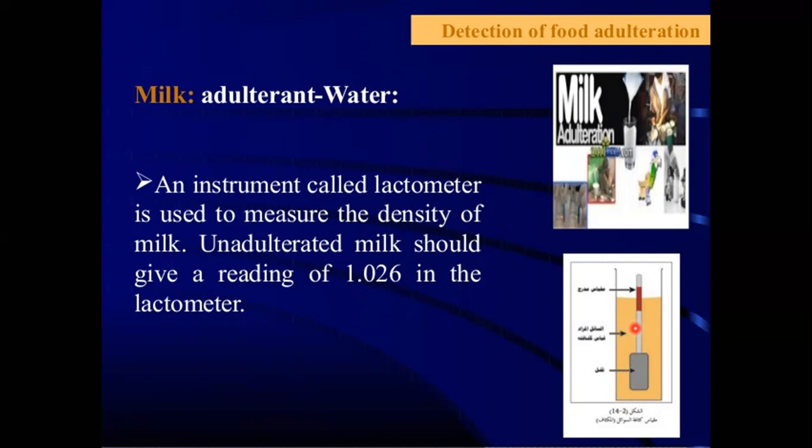Most of the time, water is one of the adulterants used in milk in order to increase its quantity. The instrument used for measuring the density of milk is the lactometer.